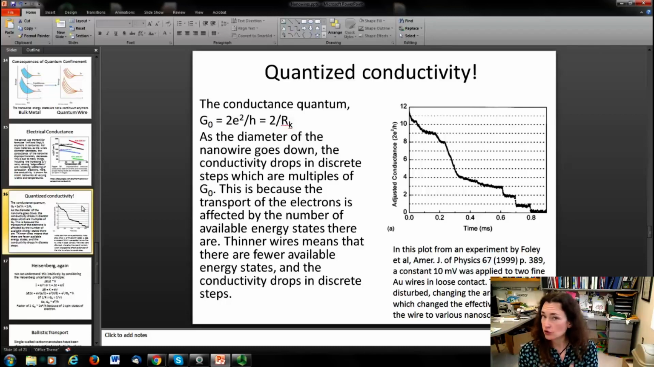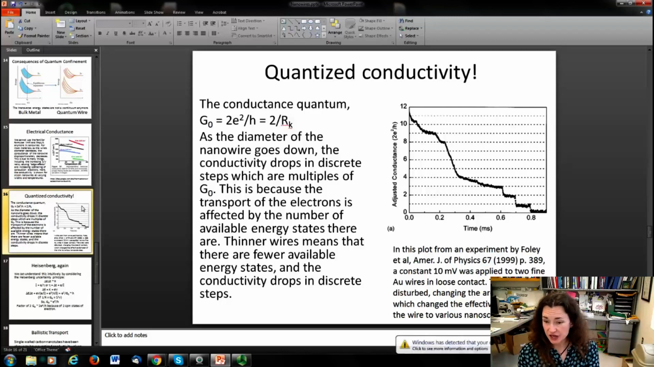So there's this cool quantity that they call the conductance quantum that for some reason, I don't know why, is symbolized with a capital G with a lower subscript naught. So it's G naught, okay? The conductance quantum is 2 divided by the von Klitzing constant, okay? So 2 e squared over h, and that's your conductance quantum.